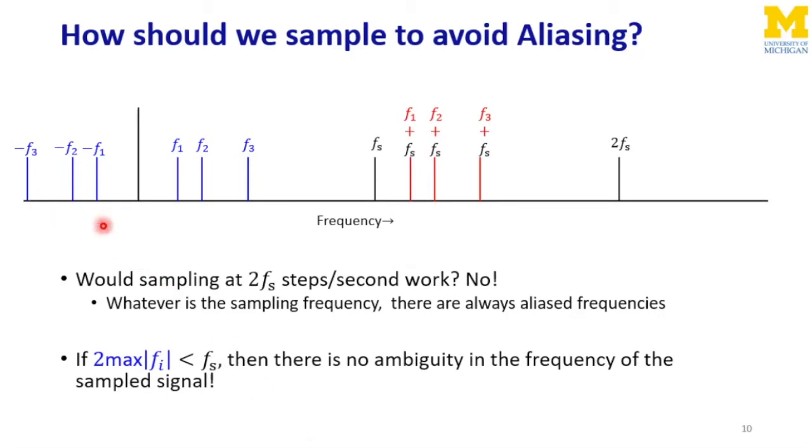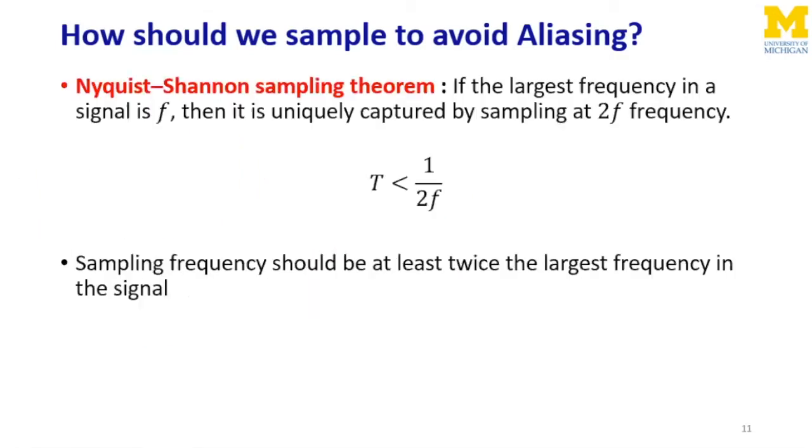The factor of 2 comes because the negative frequencies and the positive frequencies basically have the same effect. So anyways, this result is known as the Nyquist-Shannon sampling theorem, and it says that if the largest frequency in the signal is f, then it is uniquely captured by sampling at 2f. So the time period of your sampling should be less than 1 over 2f. What this is saying is that the sampling frequency should be at least twice the largest frequency in the signal.